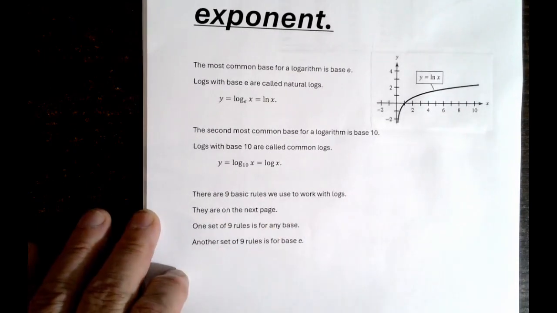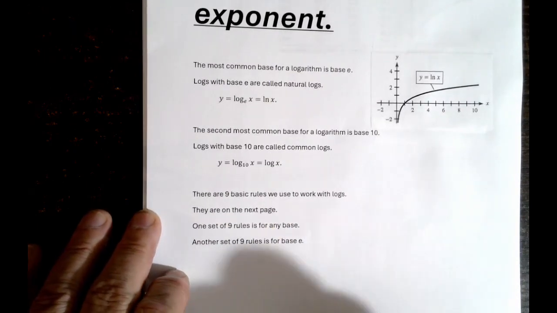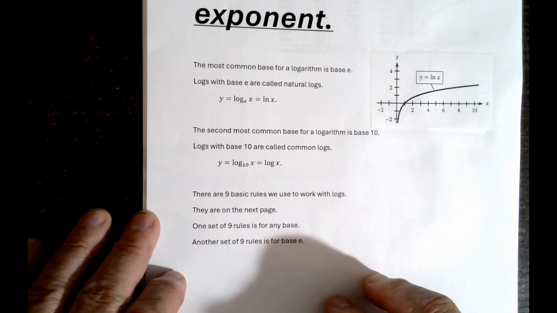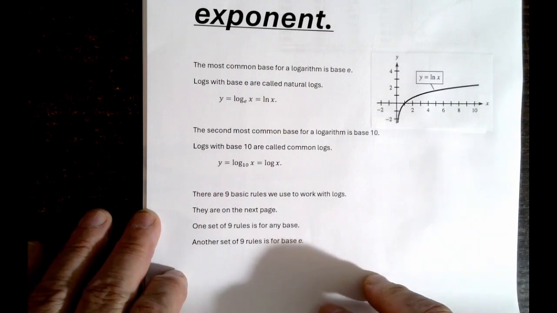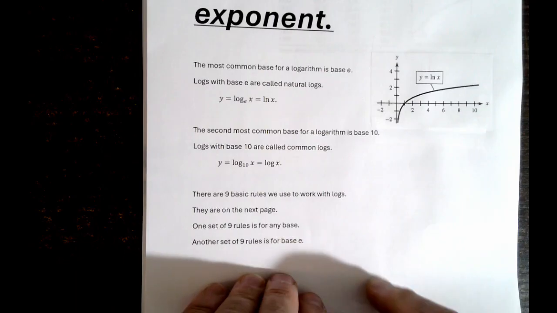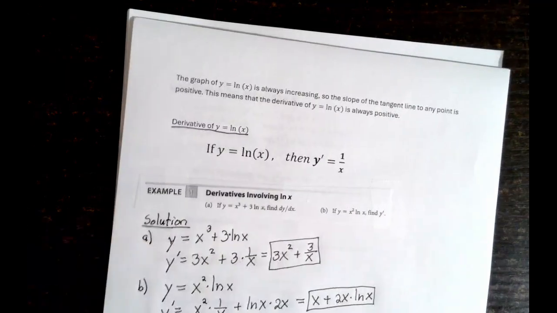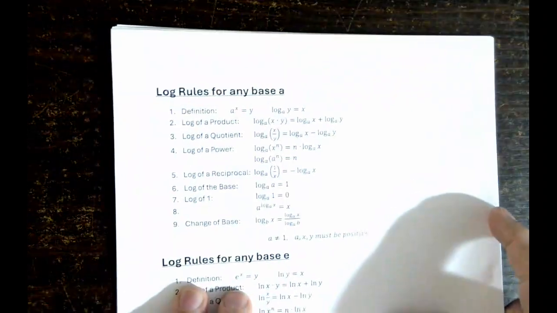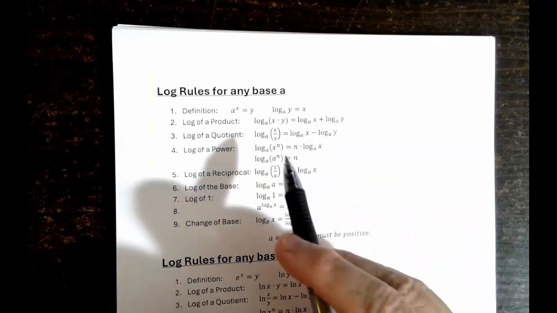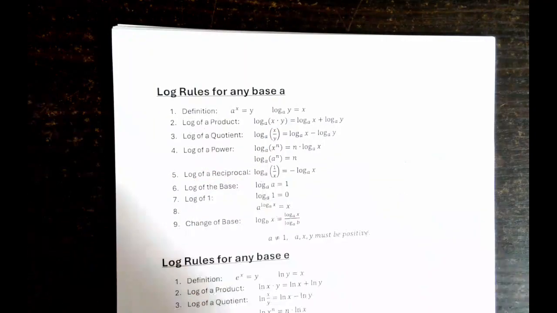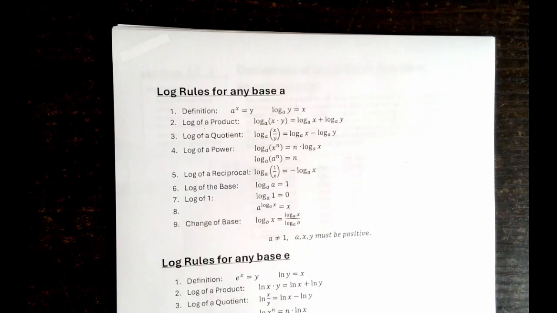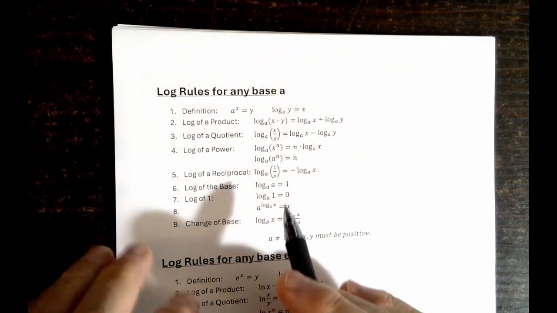There are 9 basic rules we use to work with logs. They're on the next page. One set of 9 rules is for any base, and then another set of 9 rules is for base e. Alright, so like I said, there's 9 rules for logarithms. First one is the definition of logs. It's the most important rule of all, and you'll use it about 90% of the time to solve problems.